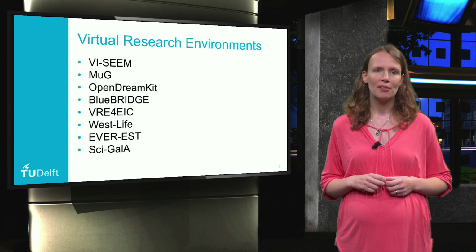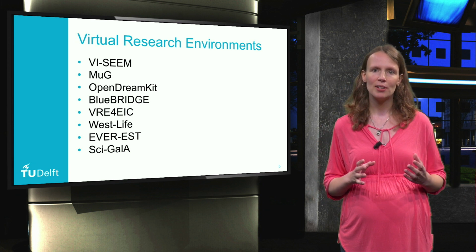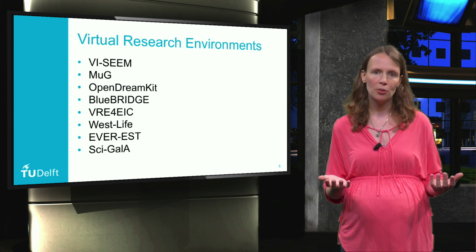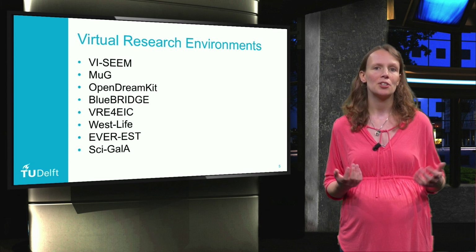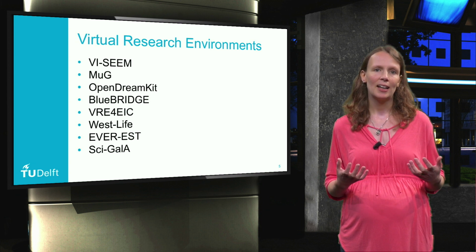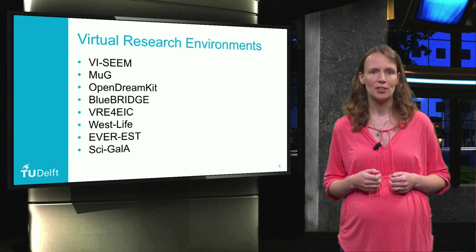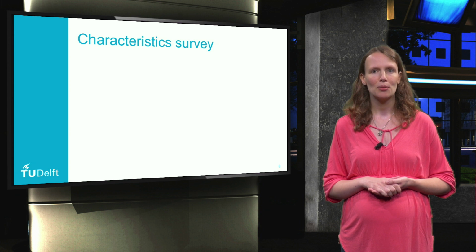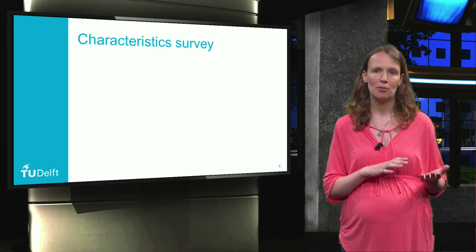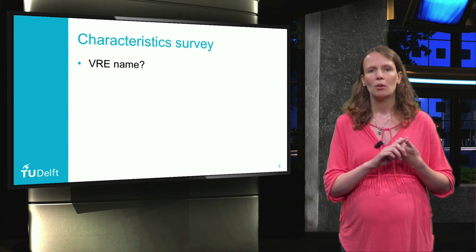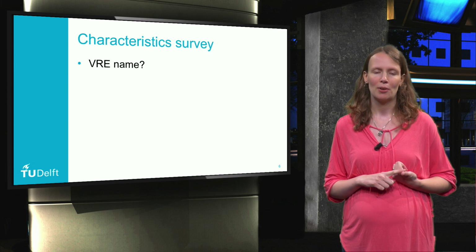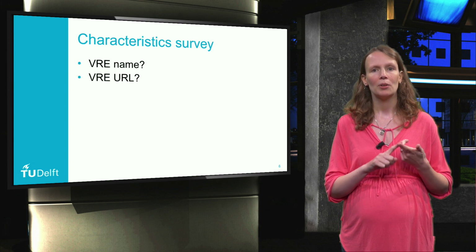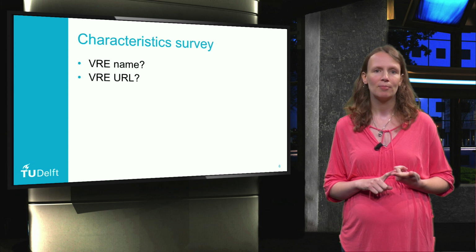Choose one of the 8 VREs listed here. Select a VRE that is relevant to your context, discipline, and/or geographical location, and analyze its specifications and features. Then go to the edX platform and provide the following information to the survey under Assignment 5, Step 1. What is the name of the virtual research environment you chose? What is the URL of this VRE?